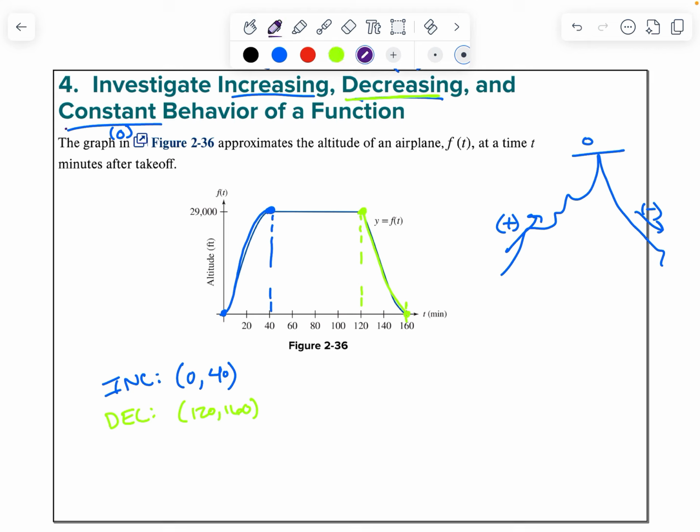And then the final question, where is it constant? Where is it flat? It's flat from there to there, this purple region. It's perfectly flat. That's from 40 to 120.